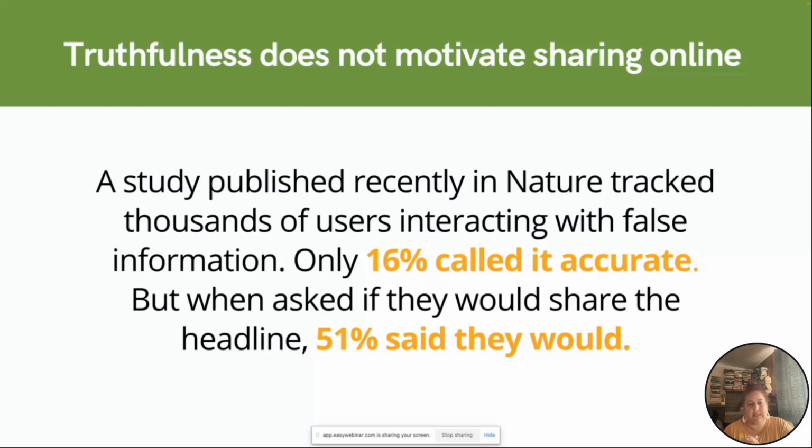So a study published recently tracked thousands of users interacting with false information, and only 16% called it accurate. But when asked if they would share it, 51% said they would. So even when people aren't really sure if it's accurate or not, they'll still share it anyways if it creates some kind of emotion with them. And that's kind of why we're in the problem we're in today with inaccurate information. People just share and post stuff based on what elicits an emotion and not much else.